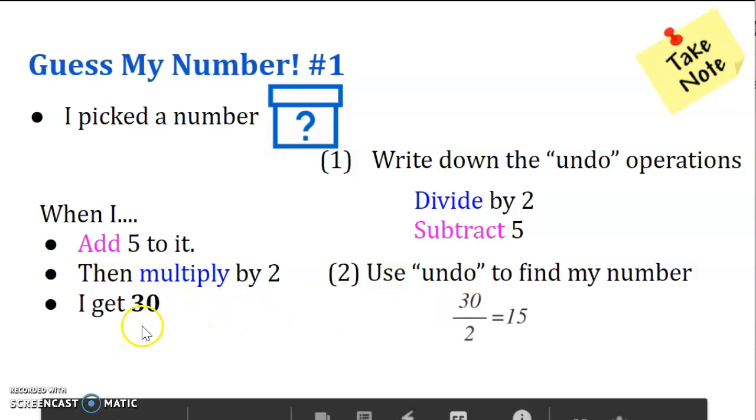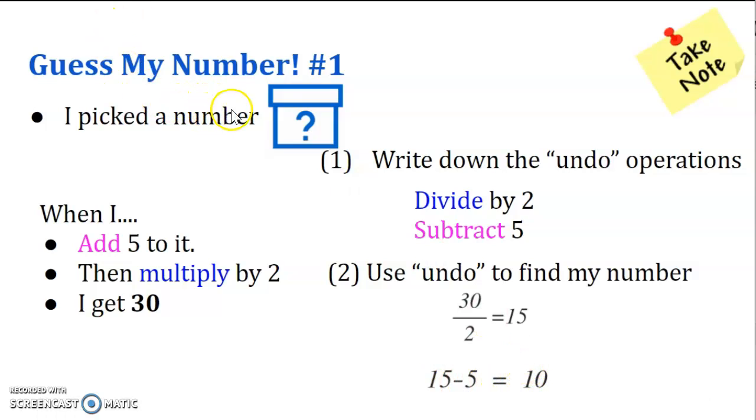So to 30, what do we need to do? We need to first divide that number we have by 2, because that was the very last thing done to it, and then we got 15. The result was 15, and then to it, now we have to subtract 5. So we subtract 5 from 15, and you get 10. So the original number, the question mark number that we didn't know, turns out to be 10.